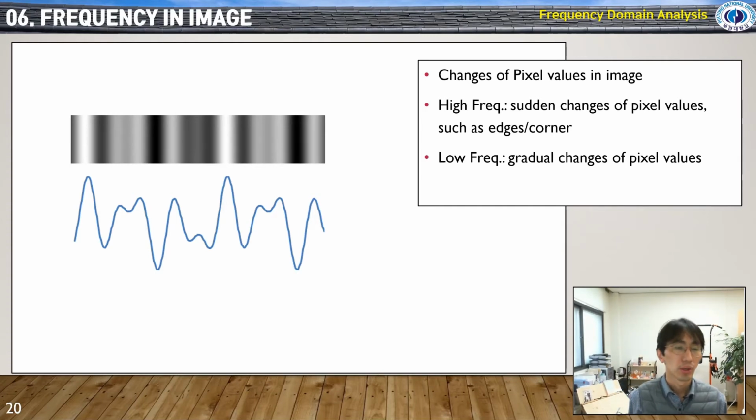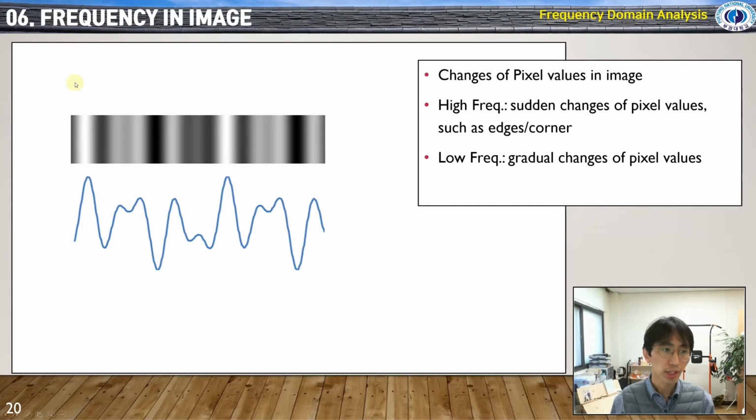Okay, then what happens when we talk about the frequency in images? What is the frequency in an image? When we are talking about signals like waves, it is easy to understand higher frequency and lower frequency. And what is the frequency in an image? The frequency in an image is the changes of the pixel values in the image.